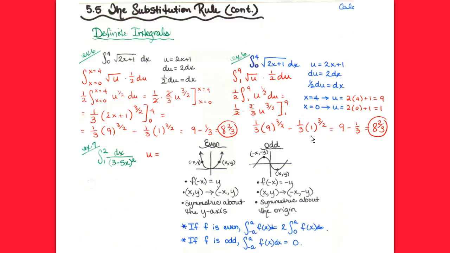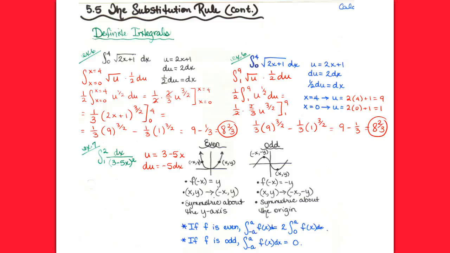Example number 7. All right, example number 7, what do you want u to be? 3 minus 5x. It's just a guess, right? So it may not work. I may have to try something different, and that's okay. So what would the differential du be? The derivative would be negative 5, and then the differential, right, would be negative 5 dx.